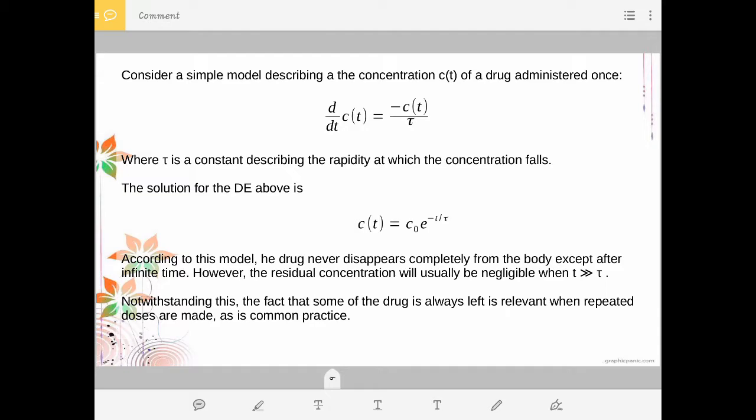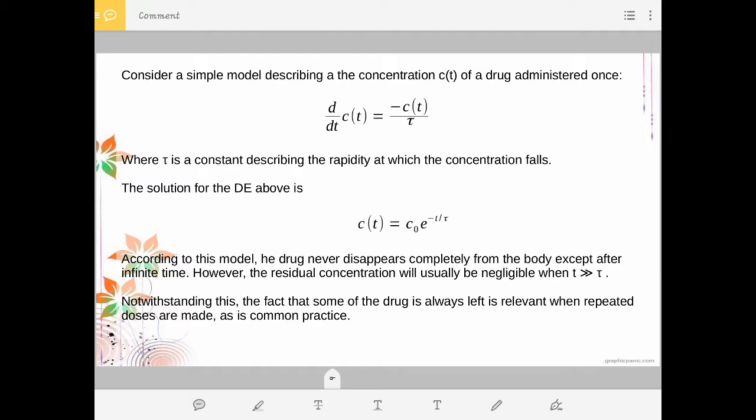Notwithstanding this, the fact that some of the drug is always left is relevant when you have repeated doses, which is the common practice. Of course, when you get sick and have, say, inflammations, when your doctor prescribes you antibiotics, you do not just get a single dosage. You usually take it 2 times a day, 3 times a day, depending on what is prescribed by your doctor. The same goes for, say, chemotherapy. You do not just administer the chemotherapy drug once. There are repeated administrations of the drugs in order to destroy cancer cells.